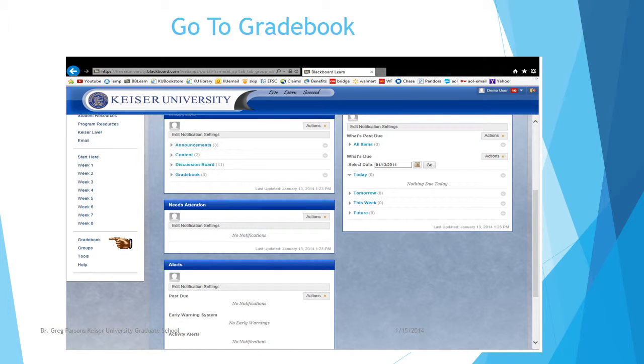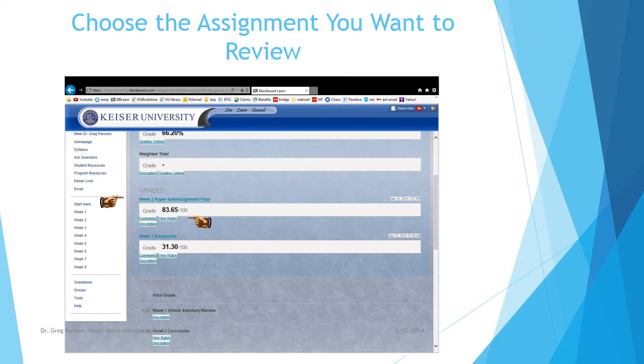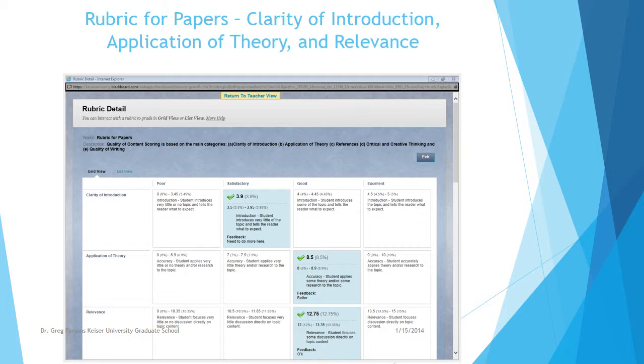Start off by going to the grade book. We're going to be looking at a demonstration student, so your grade book and your screen should look pretty much like what I'm showing you here. And we're going to be going to the week 2 paper assignment and looking at the rubric. That will bring you to this screen.